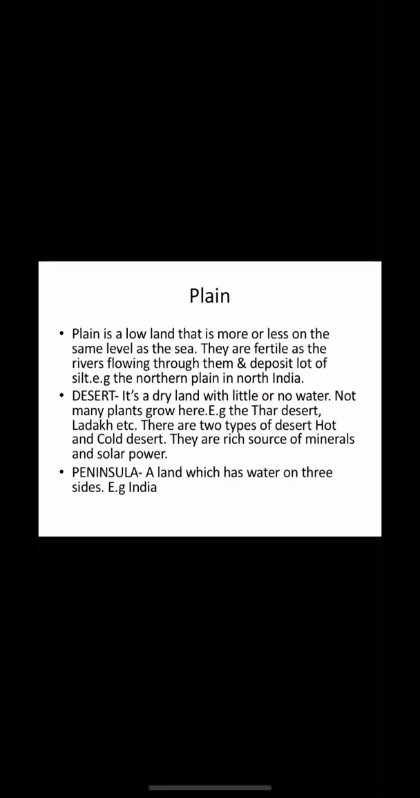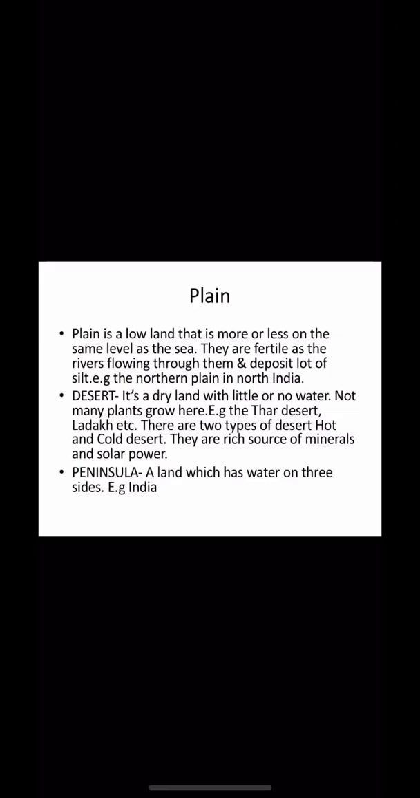The next is plain. Plain is a lowland that is more or less on the same level as the sea. They are very fertile, as the river flowing through them deposit lot of silts. Example, the northern plain in North India. The next category is desert. It is a dry land with little or no water. Not many plants grow here. Two kinds of deserts are hot and cold. The hot desert example is Thar desert, and the cold desert is Ladakh. Deserts are rich source of minerals and solar power.